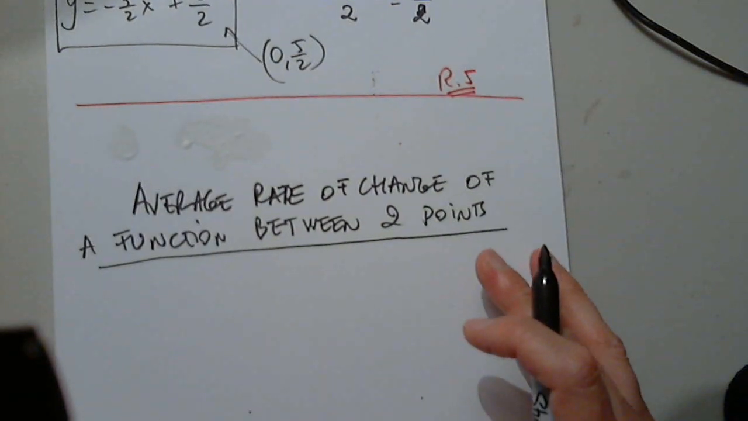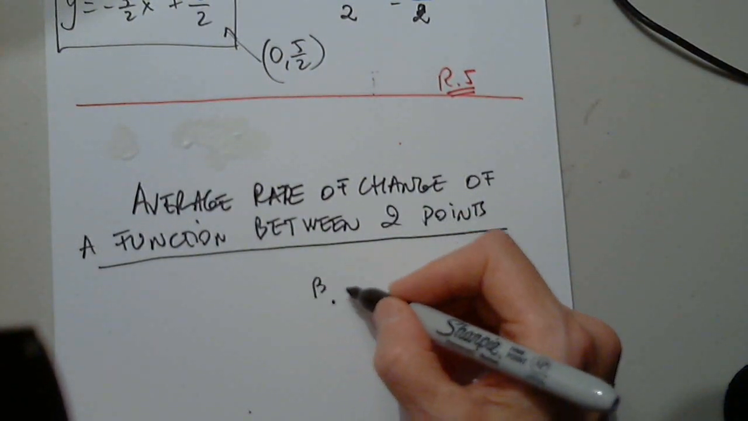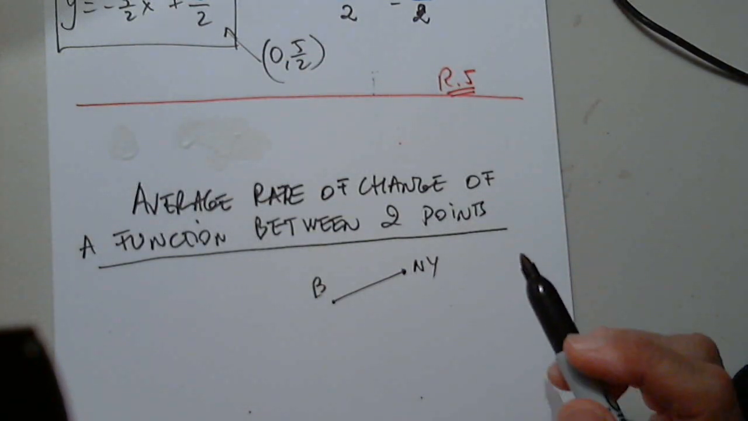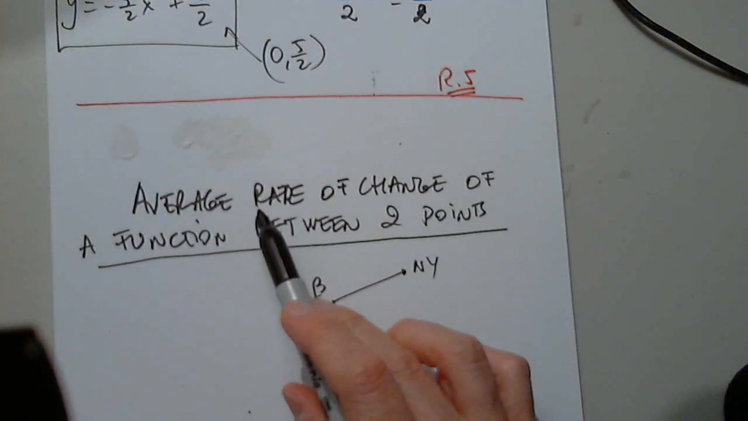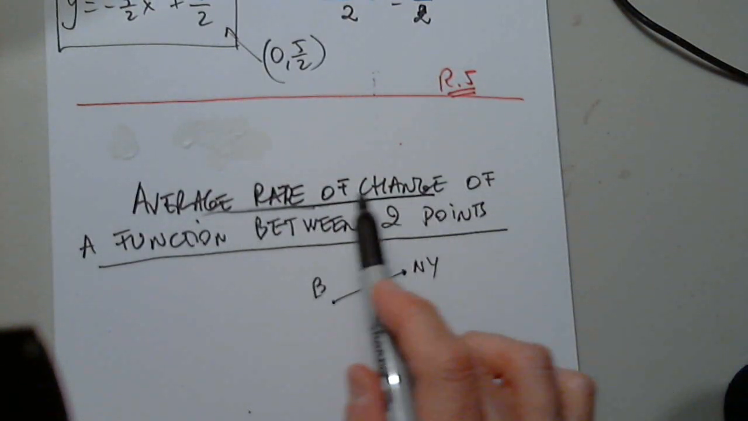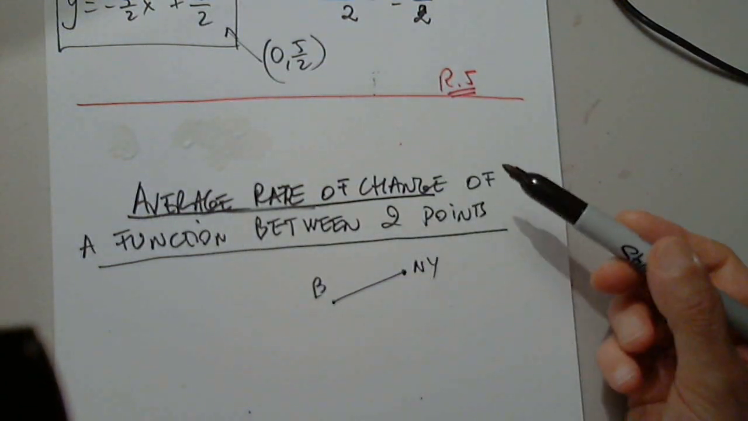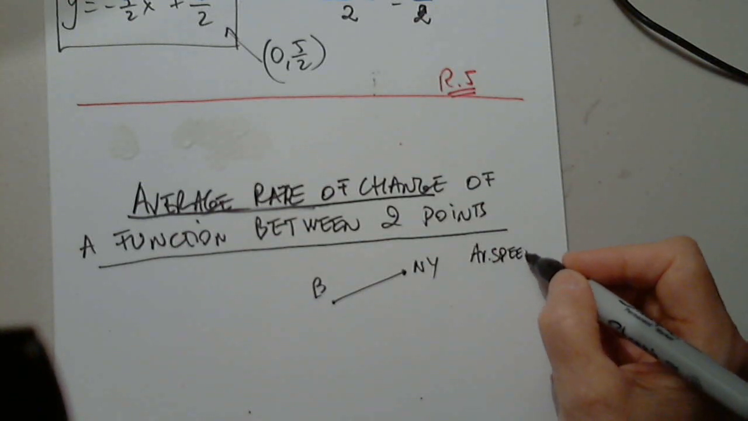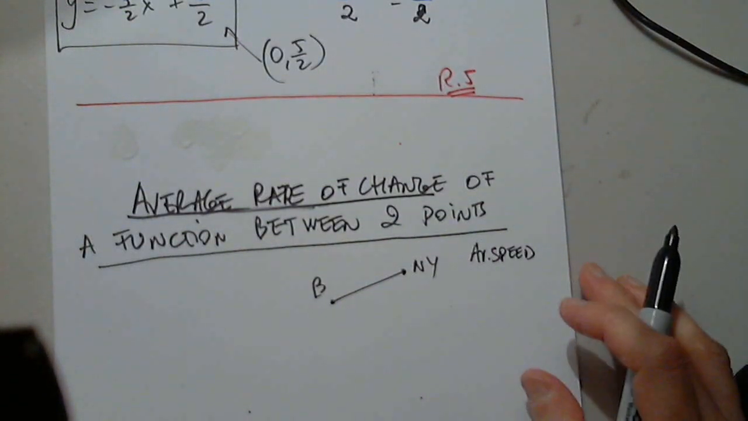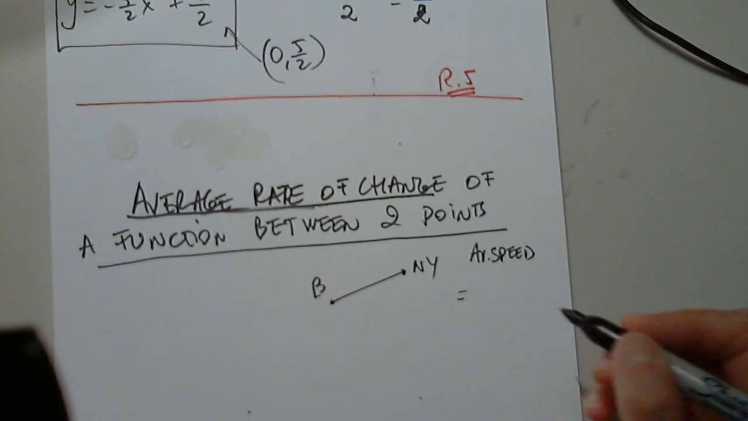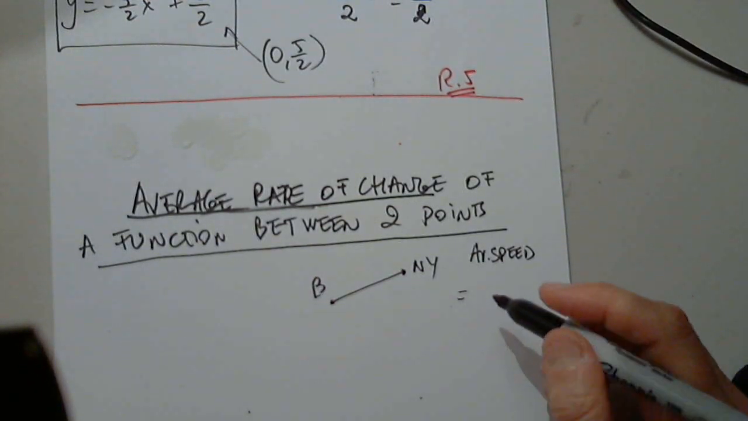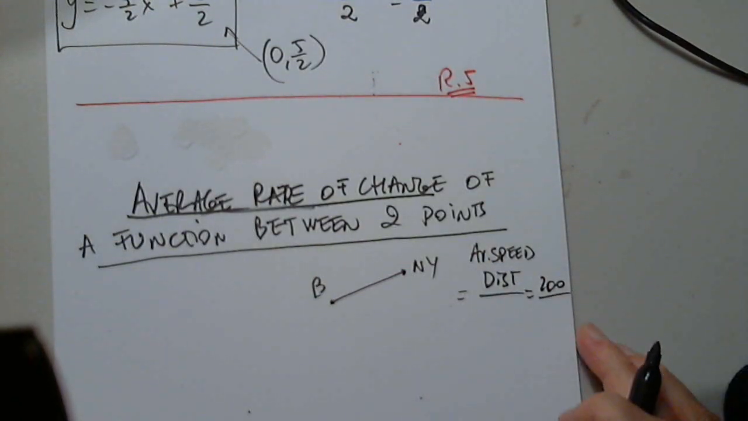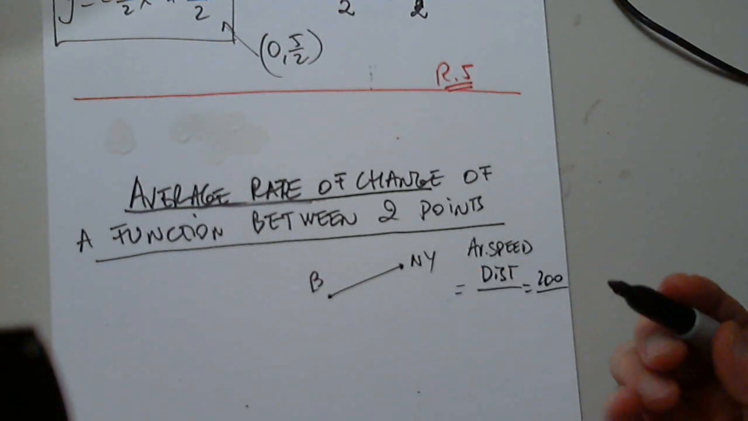What is this concept? So let's say I drive from Baltimore to New York, and you want to know what was my average speed, rate of change of distance with respect to time. You're asking me about the average speed between Baltimore and New York. How will I find the average speed? I will determine the distance, which is roughly 200 miles. I will say to you, I used 6 hours.